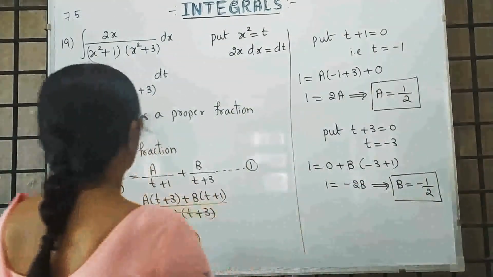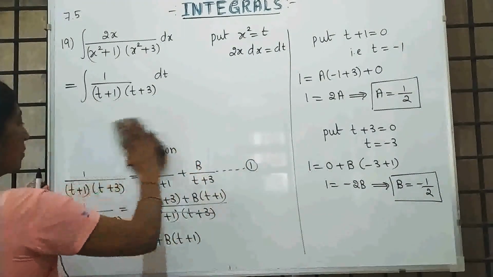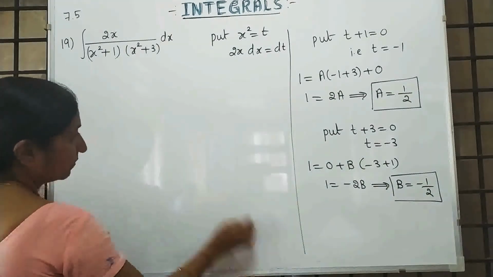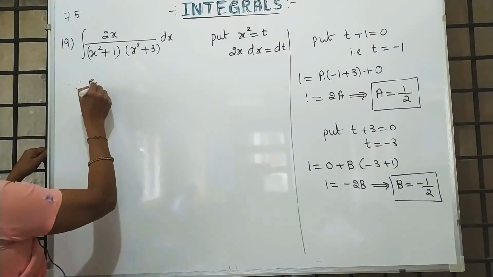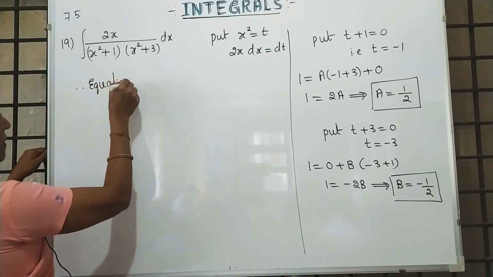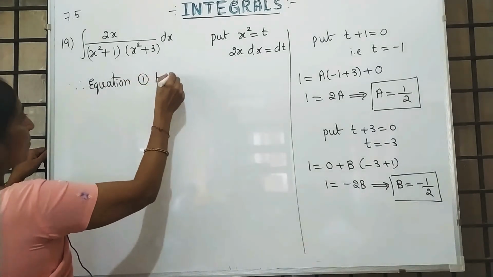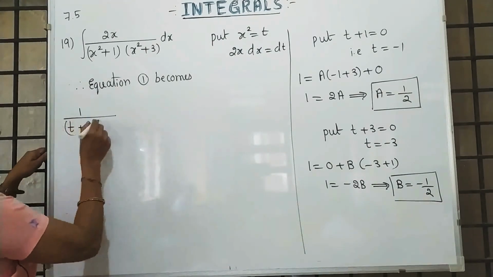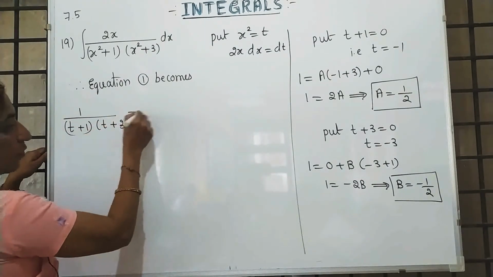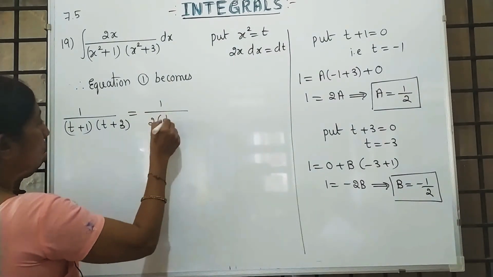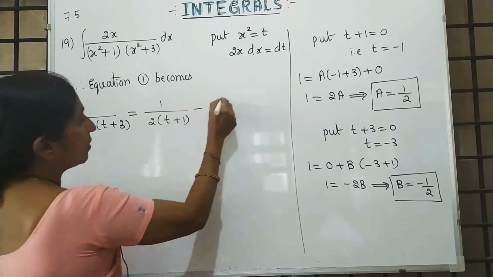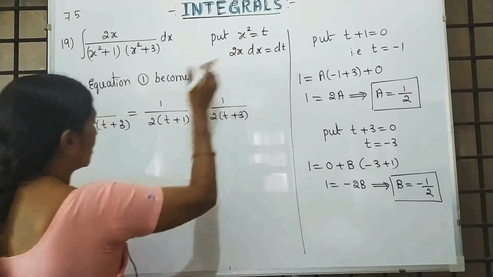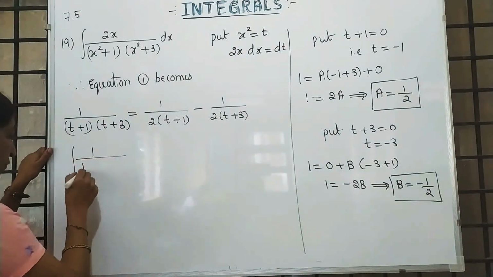Now write down these values in equation 1. Therefore, equation 1 becomes 1 upon t plus 1 into t plus 3 is equal to a value is 1 by 2 into t plus 1, b is minus 1 by 2 into t plus 3, and here we did the differentiation, so directly we can go for integration of this.